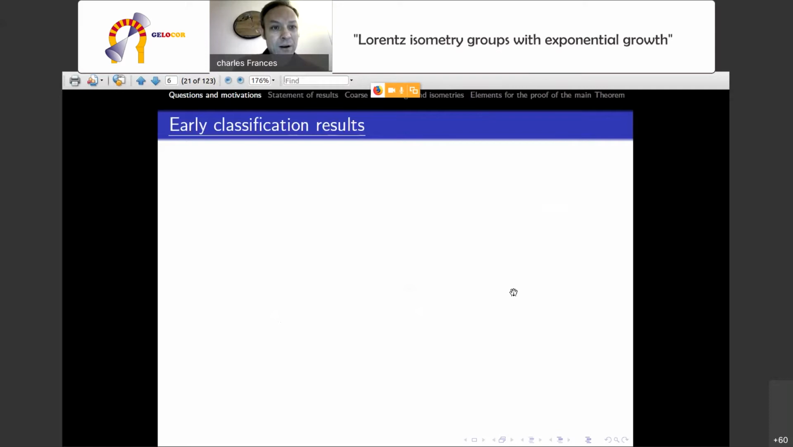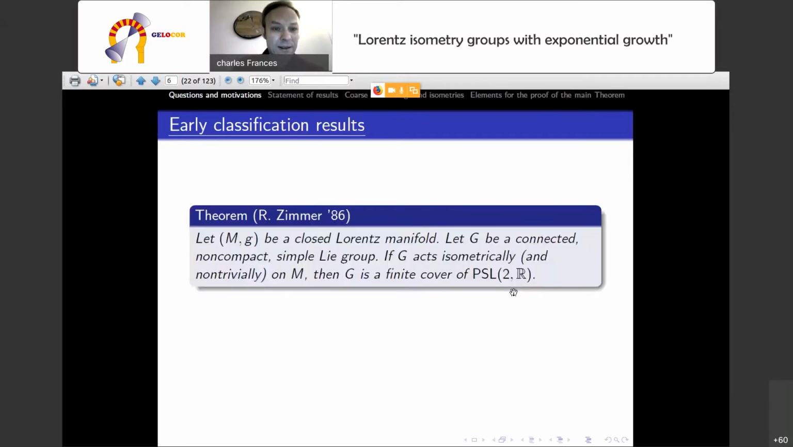And I will now state a few classification results which were obtained over the last 40 years. The first one is a result by Robert Zimmer, which was very influential in the field. You start with a closed Lorentz manifold, and you assume that a connected non-compact simple group G acts isometrically on M. Then G must be a finite cover of the group PSL2R. So it restricts a lot the non-compact simple groups that could appear as subgroups of the isometry group.